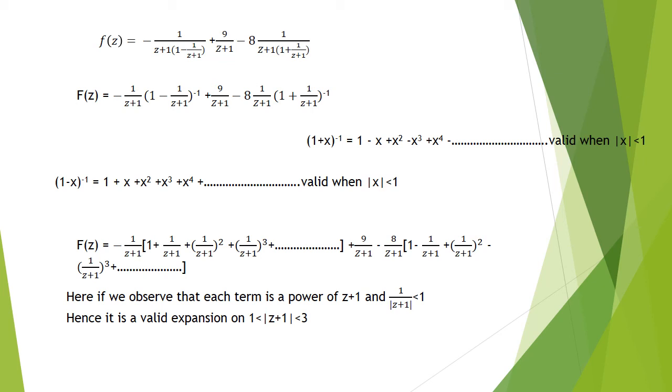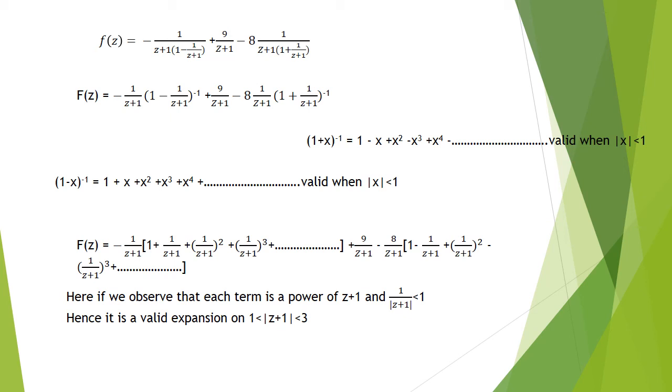Second term remains as it is, 9 by z plus 1 minus 8 by z plus 1. Third term, because it is a 1 plus x whole power minus 1 expansion, you will have plus, minus, plus, minus, and so on. So 1 minus 1 by z plus 1 plus 1 by z plus 1 whole square minus 1 by z plus 1 whole power 3 plus so on.